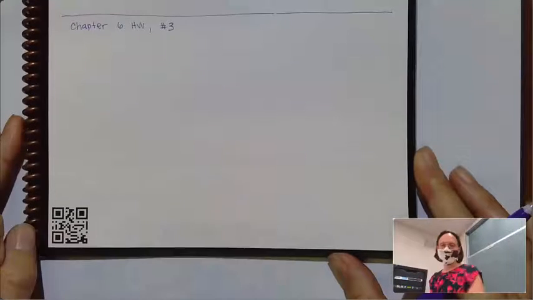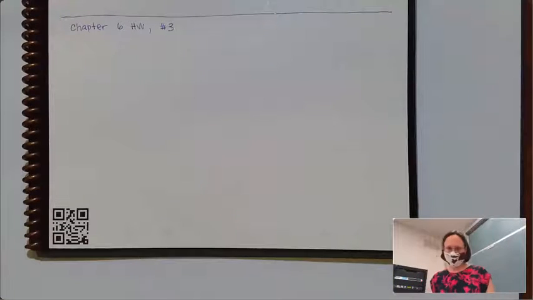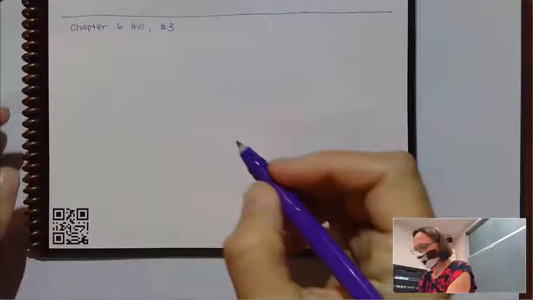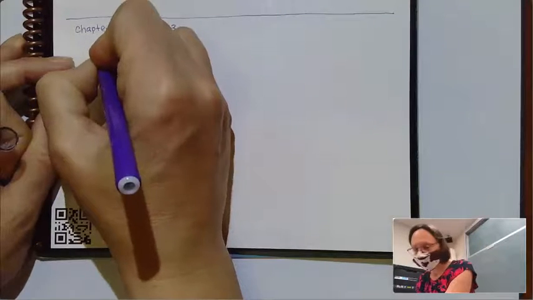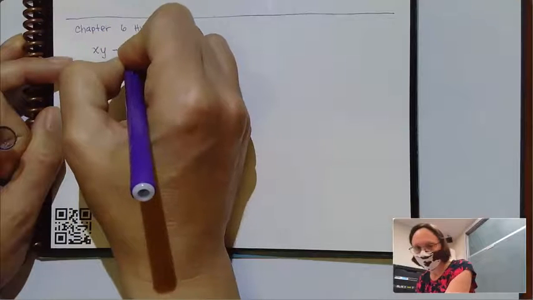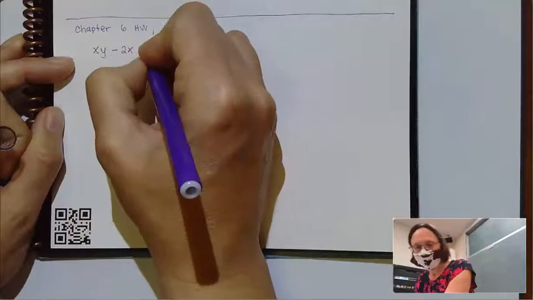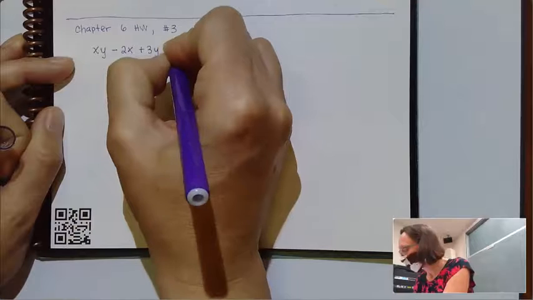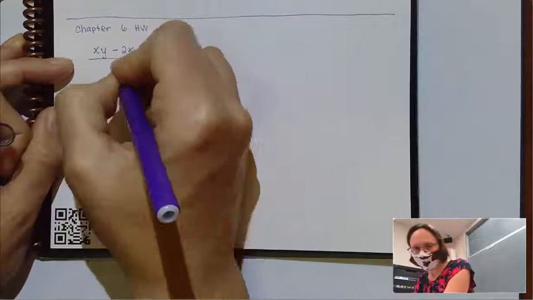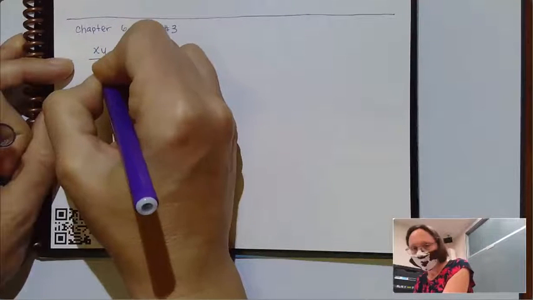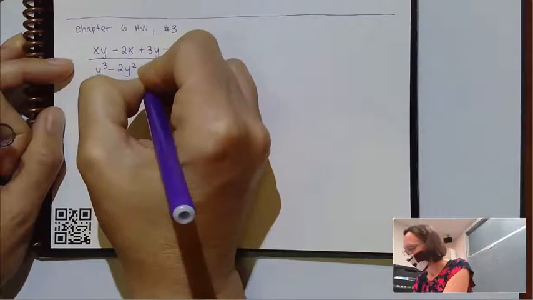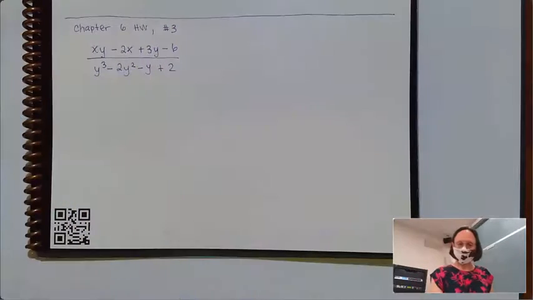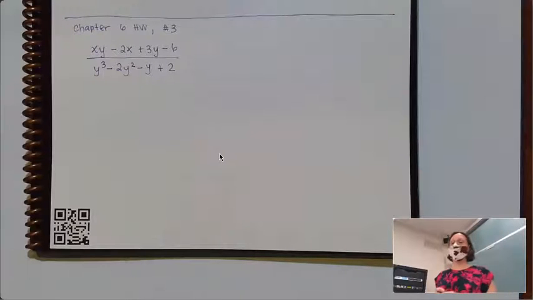And my guess is that most of the grossness is about the gross factoring we're about to do. So I've got xy minus 2x plus 3y minus 6 all over y cubed minus 2y squared minus y plus 2. Okay. And the instructions here are just to reduce to lowest terms.